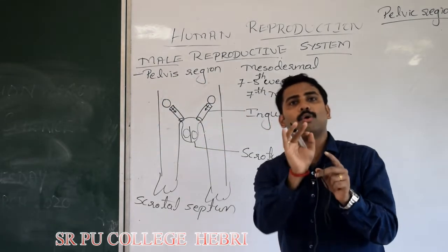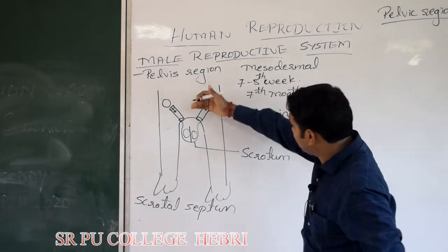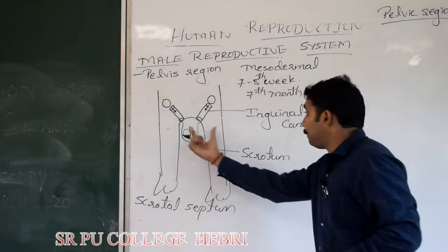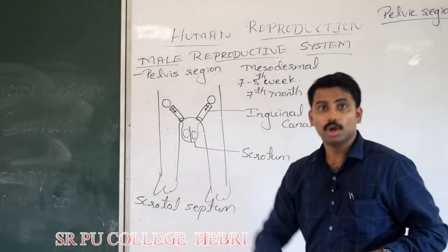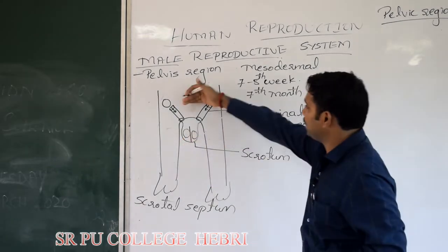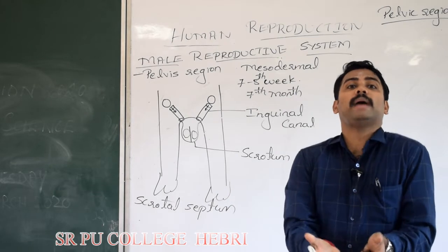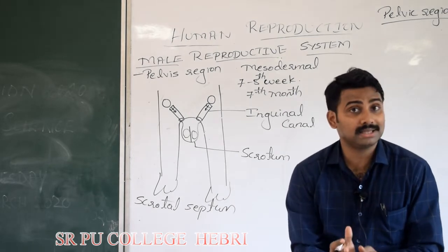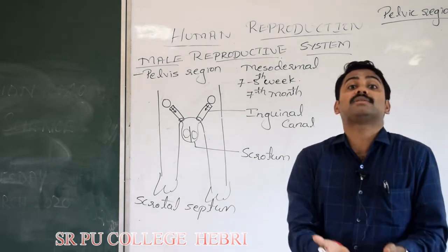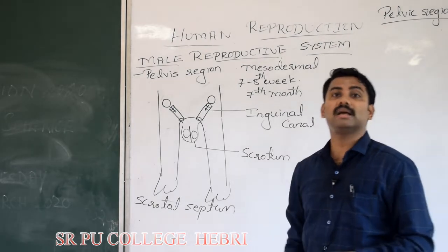Now the question arises: when all parts of the male body are present inside the body, why is only the testis present outside the body, in the pouch called the scrotum? When all parts are present inside, why is the testis extra-abdominal? Note that point, outside the abdomen.